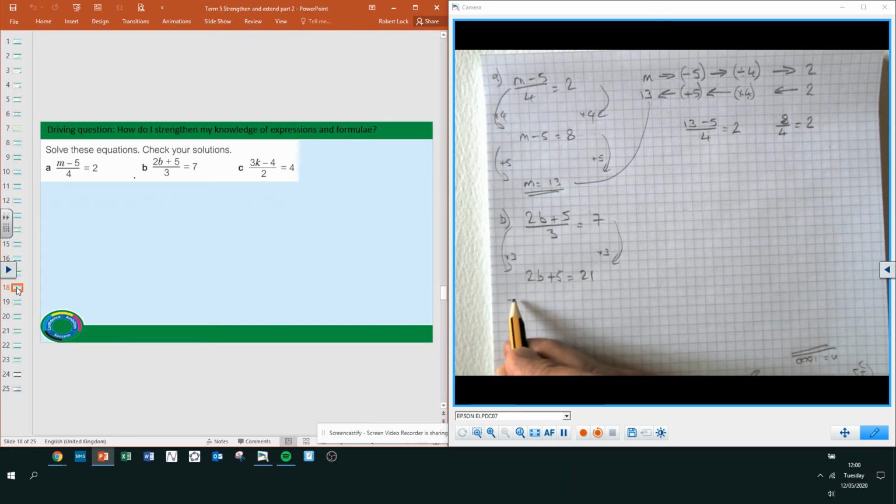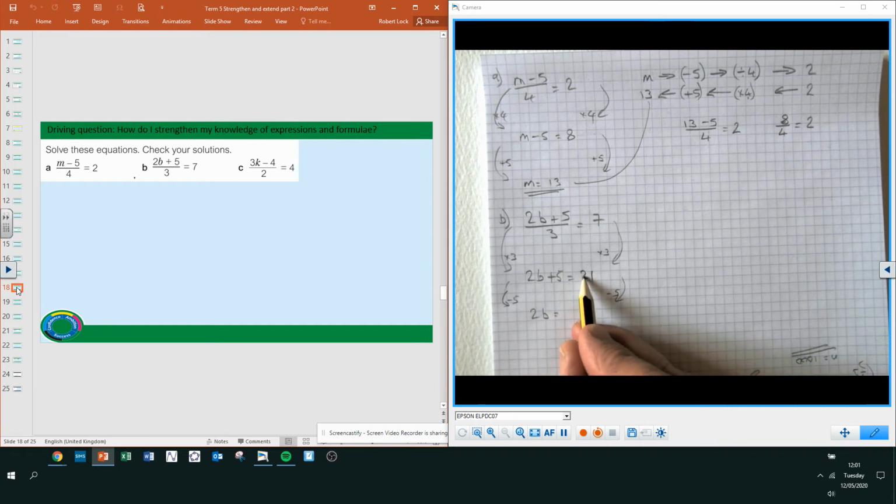So we take away 5 on both sides. Because it's plus 5 here, the inverse is take away. So we know 2b equals 21, take away 5, 16. Now divide by 2. So b equals 8.